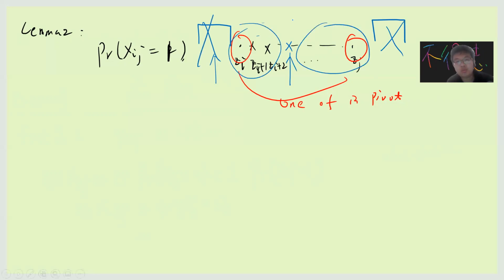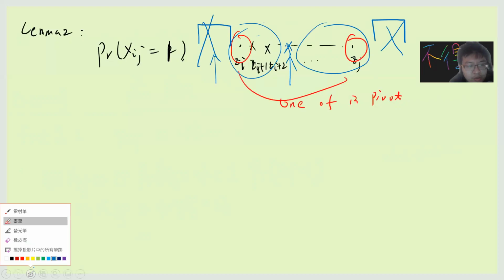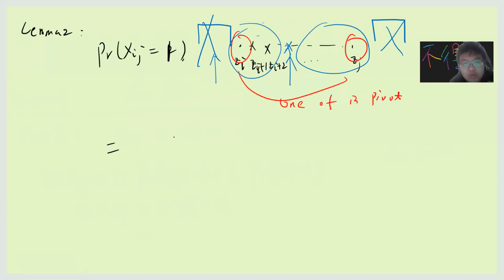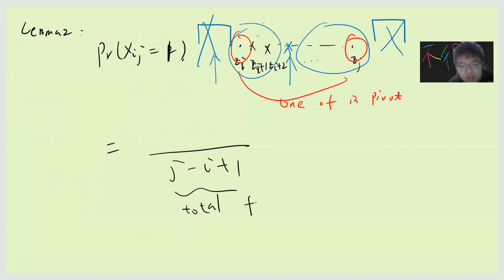Because this guy will only compare to this blue point. Okay, so the probability of these two numbers being compared will be 2 divided by j minus i plus 1, right? Because this is the total number from i to j, and since it's inclusive, you need to add 1. And the 2 is either i or j.